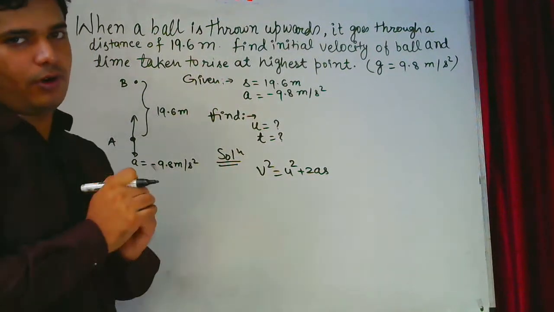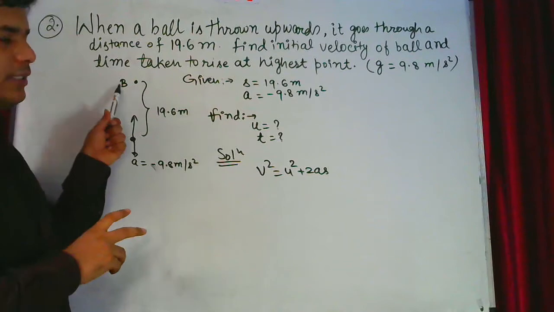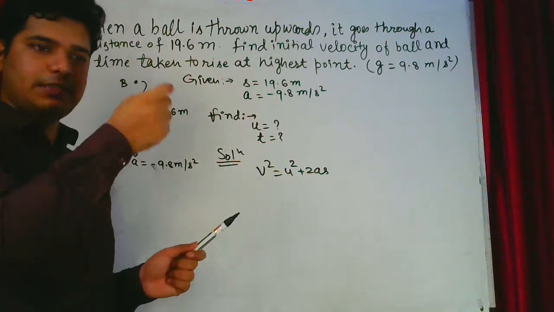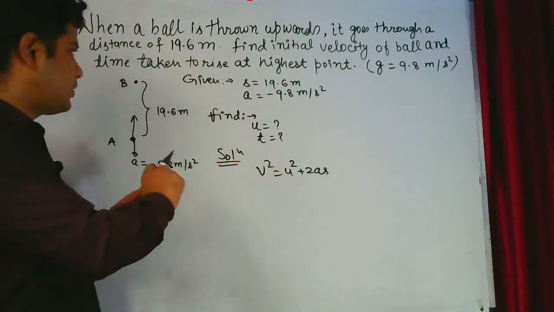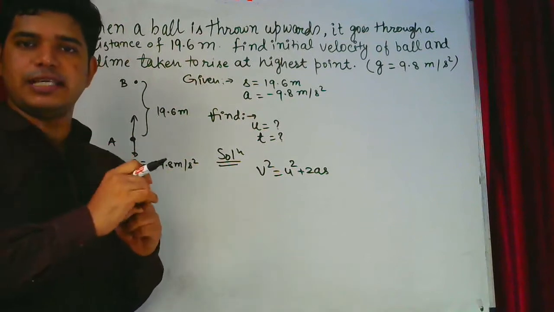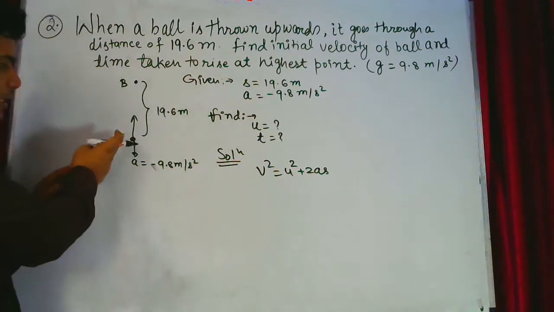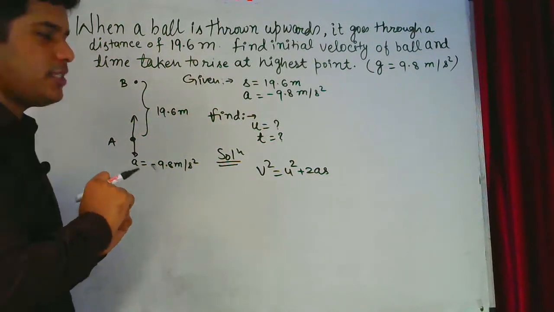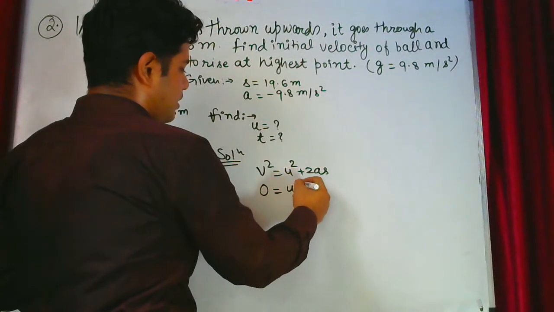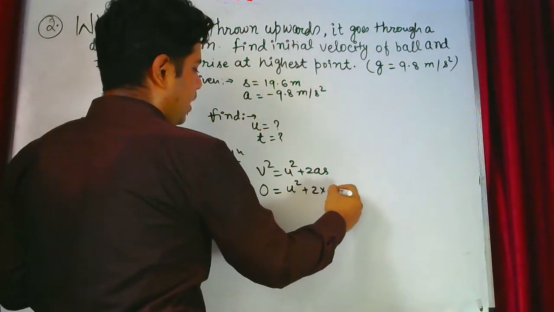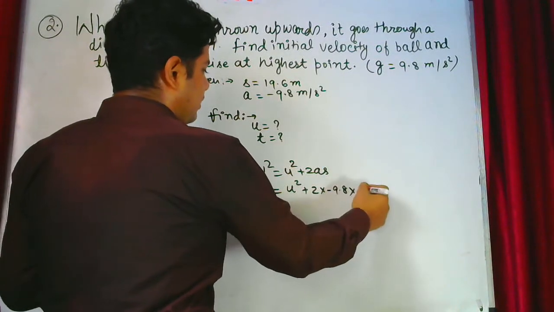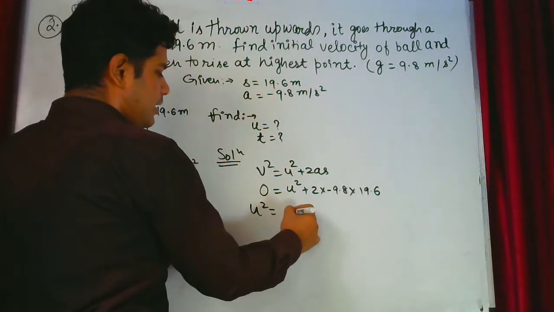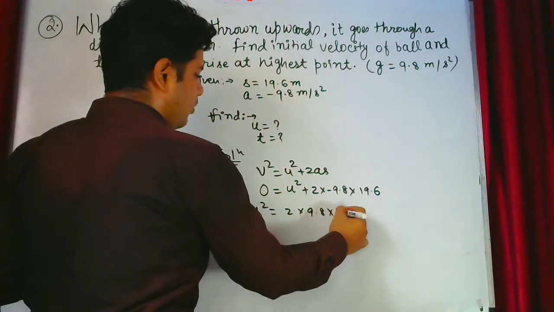One more concept is involved here: at its highest point its velocity will be zero. Why? Because if it goes upward and then comes back, then at a certain point of time its velocity, or you could say speed, will be zero. So I am considering this equation from A to B motion, where at this point its speed is zero. So 0 equals u squared plus 2 times minus 9.8 times 19.6. Taking it to the other side, u squared becomes 2 into 9.8 into 19.6.